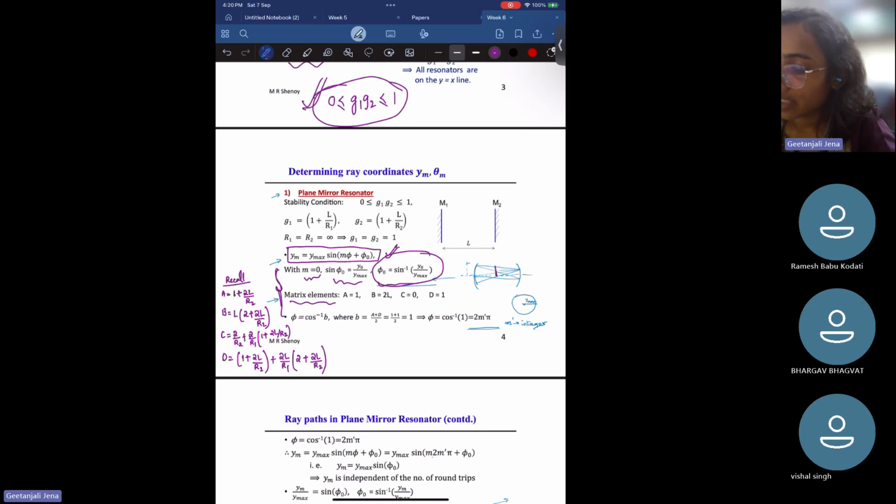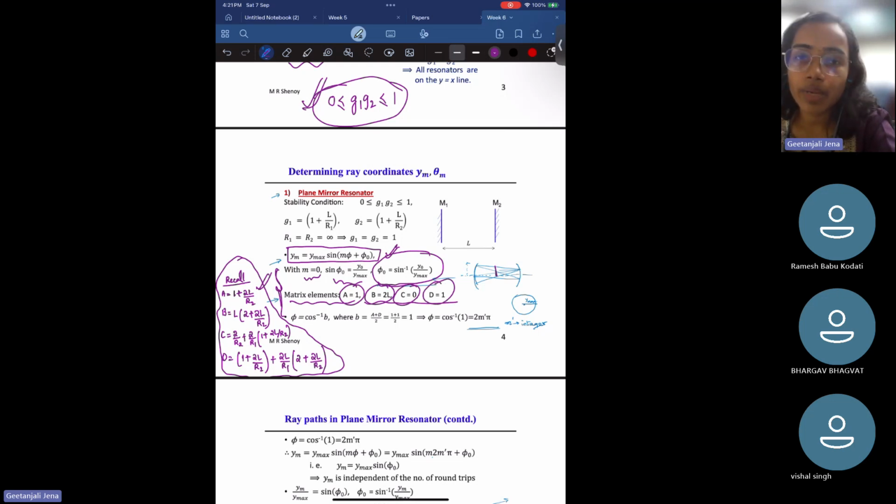And the matrix elements you can easily find out. Please recall these are the relations between A, B, C, D and the radius of curvature and the length of the resonator. As I said, you don't have to remember all this. You just have to multiply all the matrices related to reflection and propagation and get these values. If you put the values of R as infinity, we will get A equal to 1, B equal to 2L, C equal to 0, and D equal to 1.